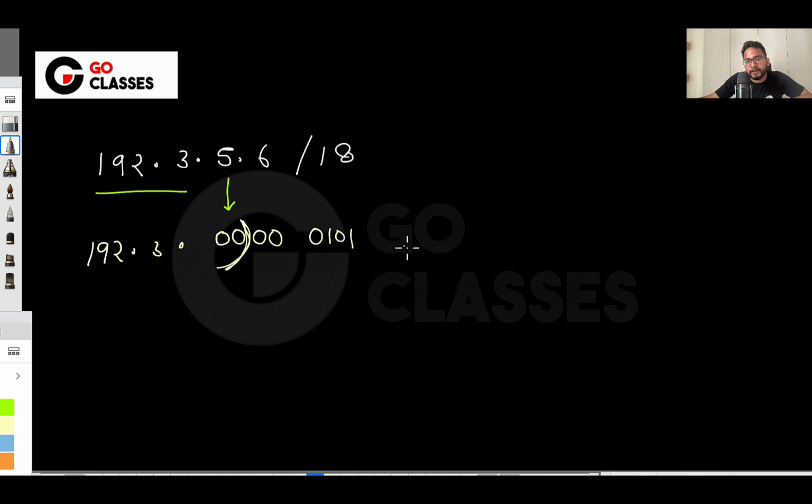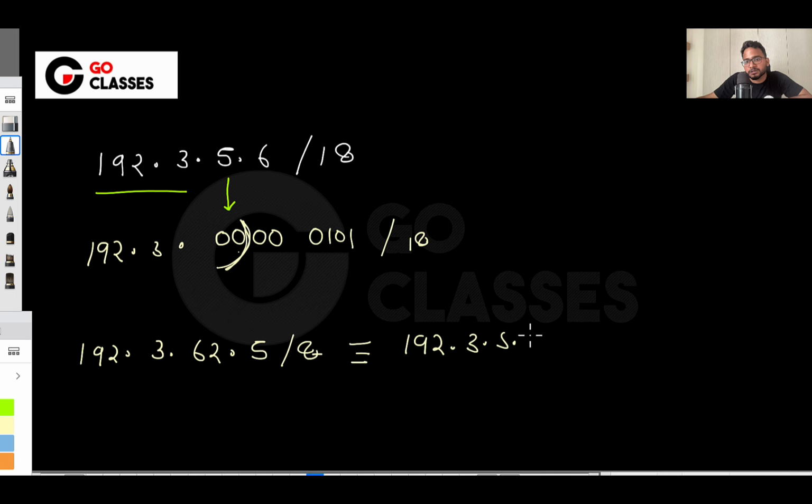So you can say that as long as these initial 2 bits are fixed, you can write anything, right? If you write, let's suppose this is 128, this is 64, you can write anything which is lesser than 64 here, okay? Which means if you write 192.192.3.62 dot anything here, okay, /18, this is same as 192.3.5.6/18. This is same as anything you write lesser than 64.